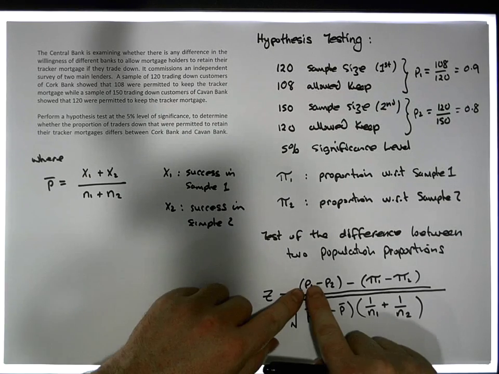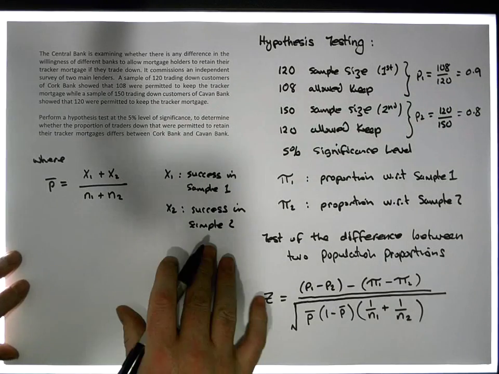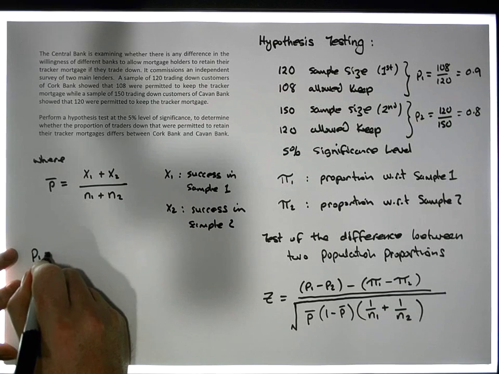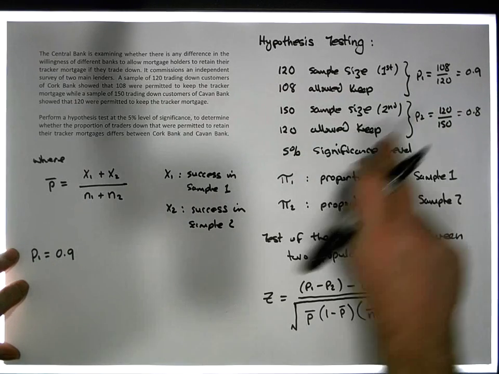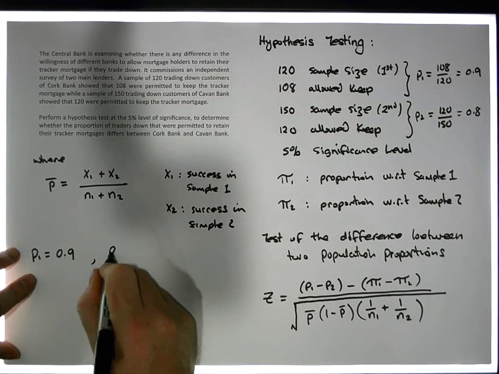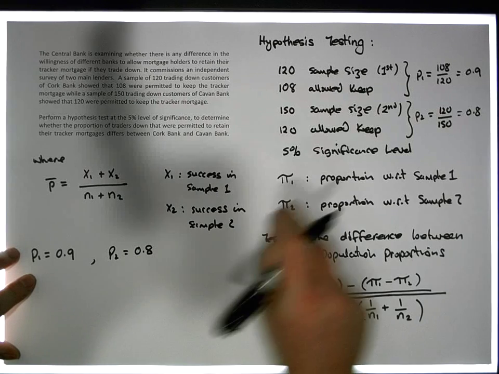So we know what P1 and P2 are. Let's just write that down again. We have P1 equal to 0.9. We calculated that up here. And we have P2 equal to 0.8. We calculated that here earlier.